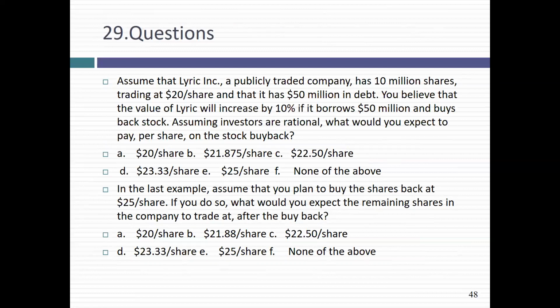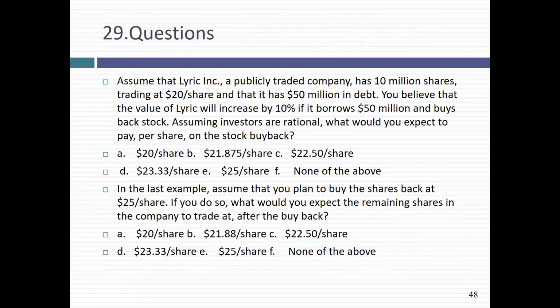All right, so let's do two different questions. First, assume that Lyric Inc., a publicly traded company, has 10 million shares. They trade at $20 per share, and that it has $50 million in debt. You believe the value of Lyric will increase by 10% if it borrows $50 million and buys back stock. Assuming investors are rational, what would you expect to pay per share on the stock buyback?